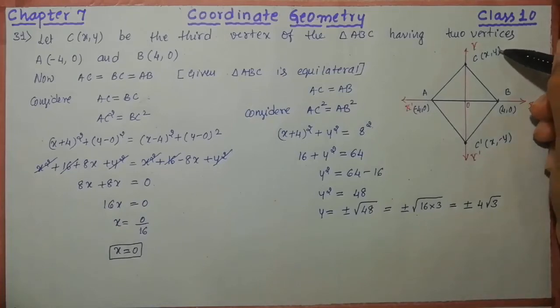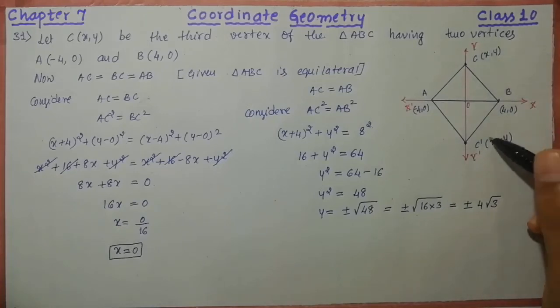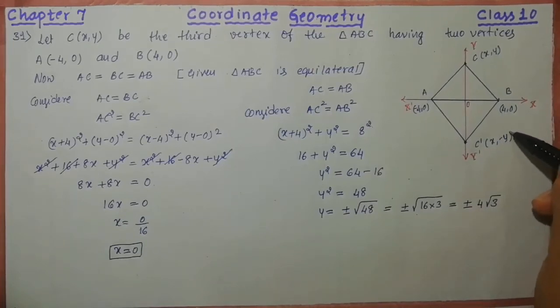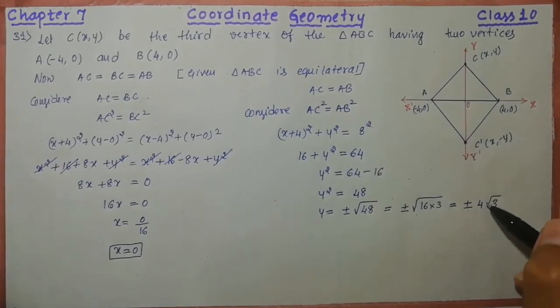Positive means this one, C. Negative means this one. The same number with the negative sign means minus 4 root 3. But here it has already come with the sign, so minus 4 root 3 here. In the place of minus y, entirely minus y, and plus 4 root 3 means here.